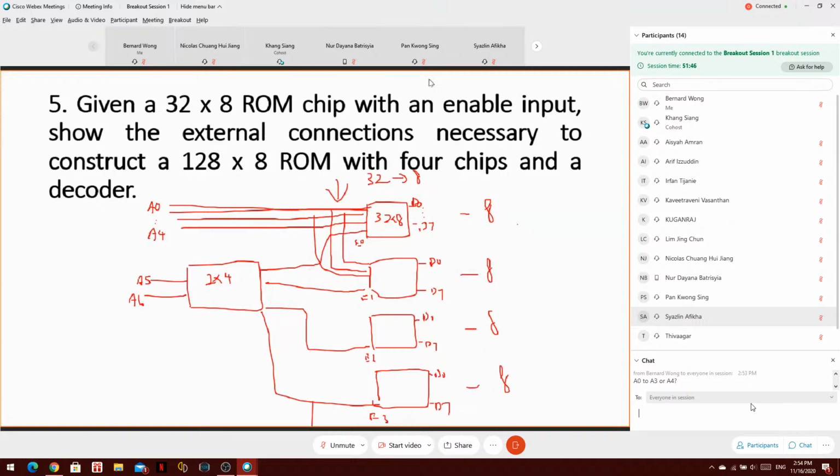Any problem on this? What's the question? A4. Yeah, 7 lines, and then 5 inputs here. 2 to the power 5 is 32, then go to 8. Any other problem?